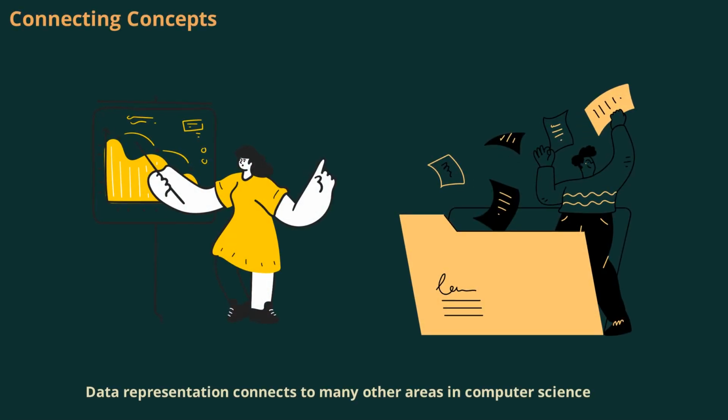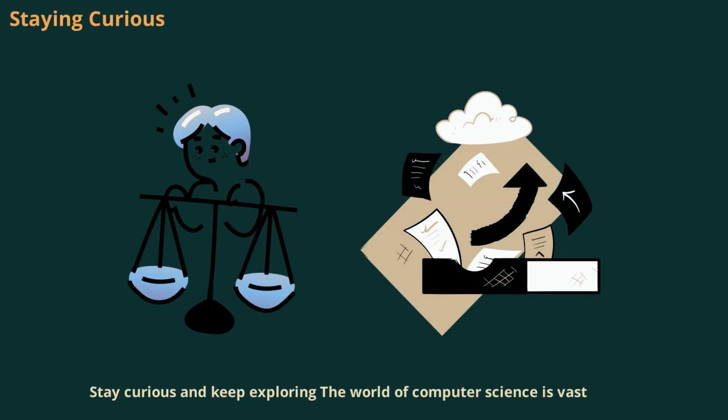Data representation connects to many other areas in computer science, such as algorithms, programming, and hardware design. Understanding these connections helps you see the bigger picture and apply your knowledge in new ways. Stay curious and keep exploring. The world of computer science is vast, and data representation is just the beginning. As you continue your studies, you'll discover new topics and technologies that build on what you've learned here.